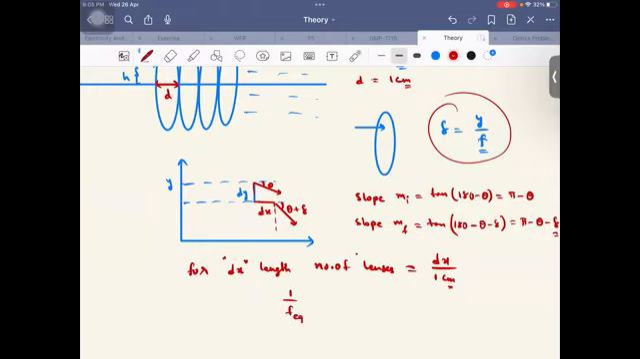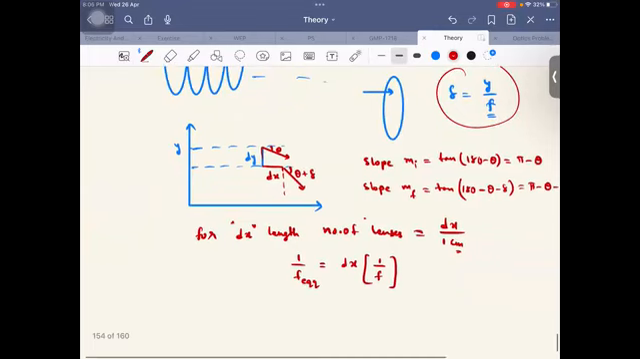So 1 by f equivalent can be written as dx, that length dx, by 1 centimeter, that is the number of lenses, into the focal length of each one. Focal length of each lens is 1 by f. So this is what I'm getting, the effective focal length.